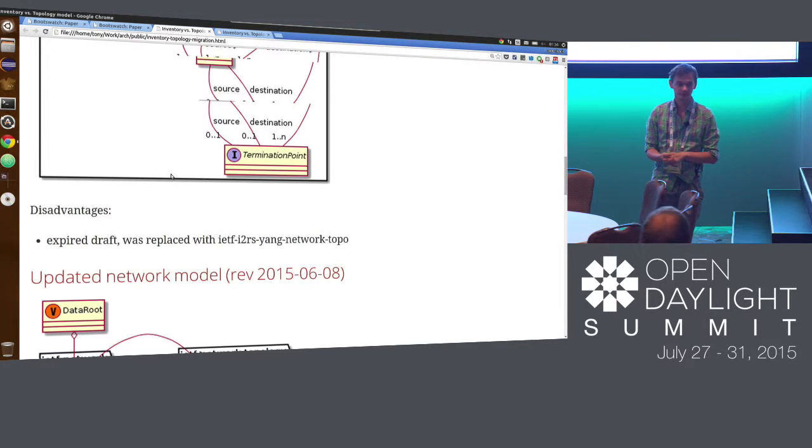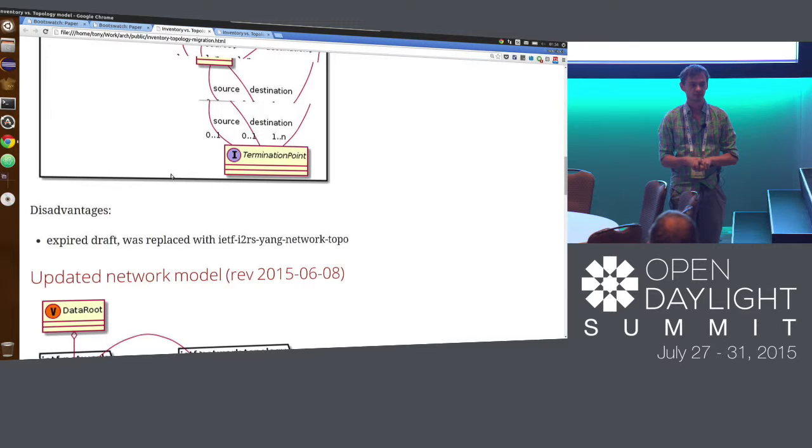So it's an expired draft. So now we're going to follow this. Is there a way to revive it and say, we can follow it, but do we want? That's the question. But you're going to make the change. Is that decided to use the topology model?